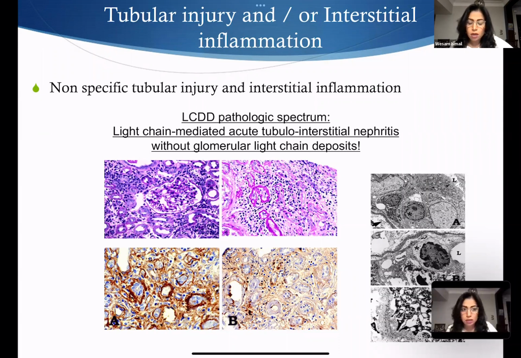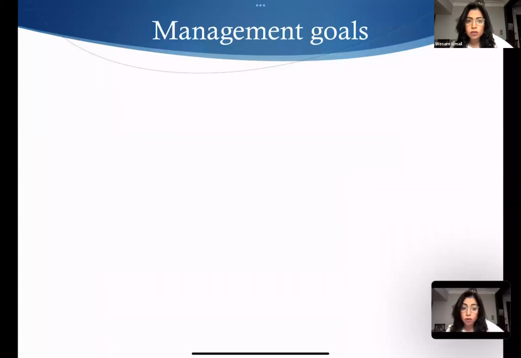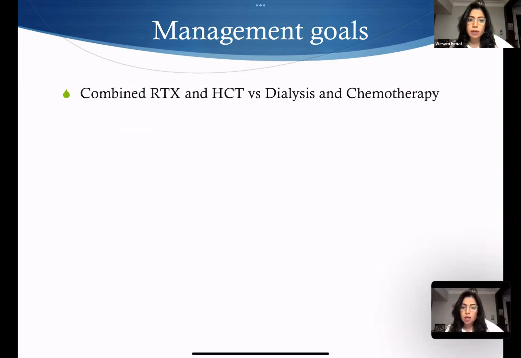And this also is a part of the light chain deposition disease pathologic spectrum, where you get light chain mediated acute tubular interstitial nephritis without glomerular light chain deposits, and you get only the light chain deposits along tubular basement membranes, like this patient. Next, this patient actually was the first patient that we saw with a transformation of his pathology, that the first biopsy had shown.